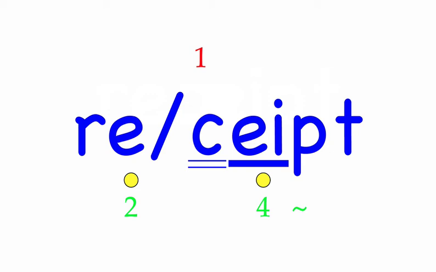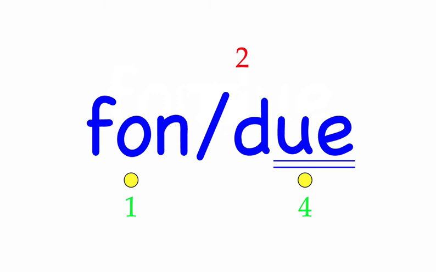Fondue. Fondue. I enjoy eating cheese fondue. Fon has three sounds. F, a, n. Do, two sounds. D, oo. Fondue. Mark the word. Fondue. Row 7. Vein. Vein. A vein will carry blood back to the heart for oxygen. Vein. Three sounds. V, a, n. Vein. Mark the word. Vein.